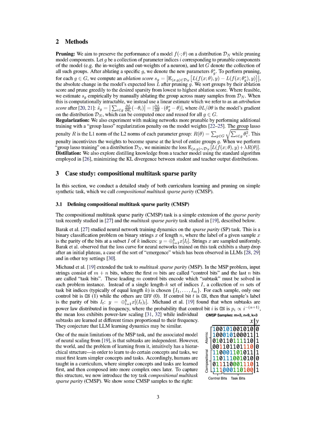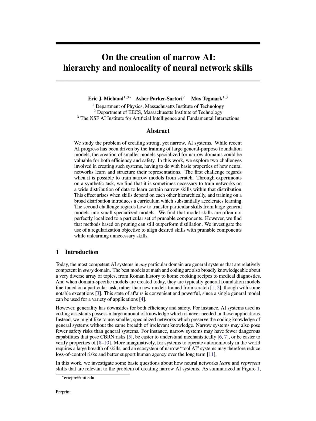In the compositional multitask sparse parity, CMSP, task, we extend the multitask sparse parity problem by allowing multiple control bits to be on simultaneously, which requires the network to compute the parity of bits from multiple disjoint subtasks. For example, if we have 3 control bits and both the first and second bits are on, the network must compute the parity of the bits indexed by the first and second subtasks combined.